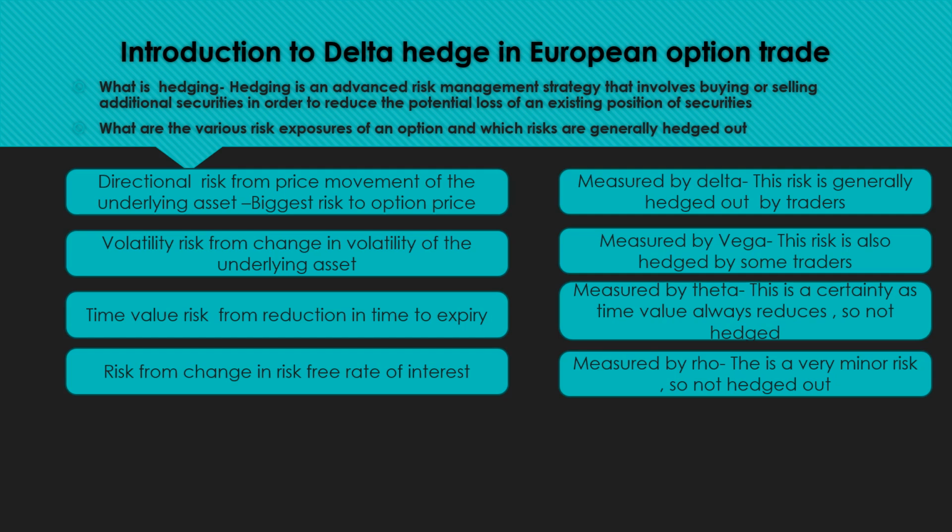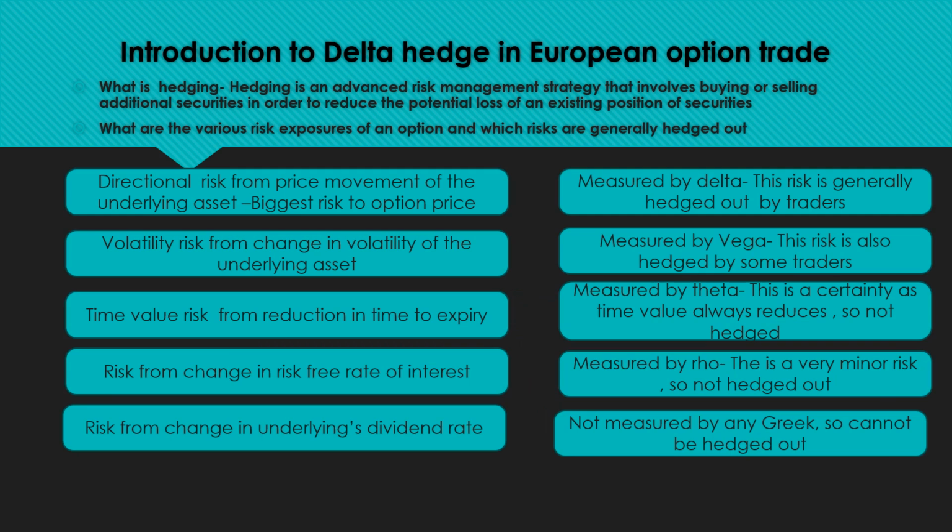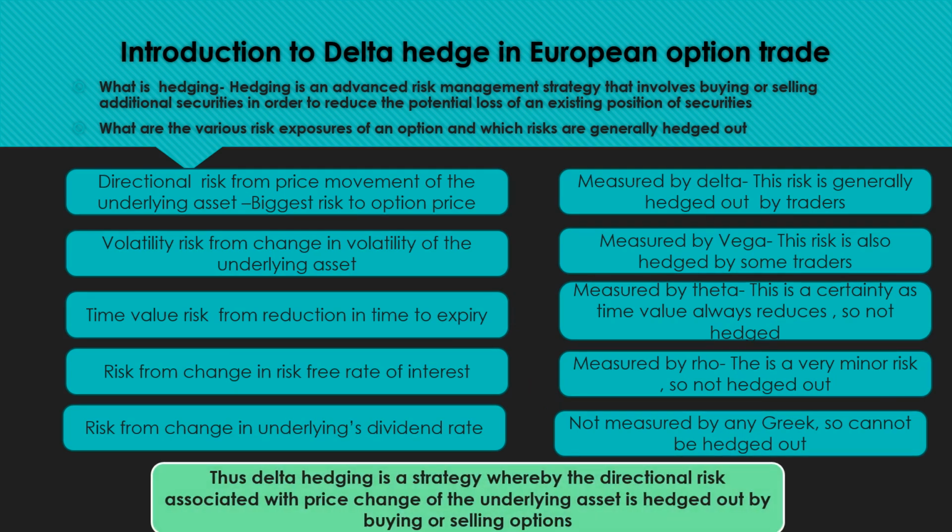Now, risk from change in risk-free rate of interest. This is measured by rho. This is a very minor risk, so not hedged out. Risk from change in underlying dividend rate is not measured by any Greek, so cannot be hedged out. Thus, delta hedging is a strategy whereby the directional risk associated with price change of the underlying asset is hedged out by buying or selling options.